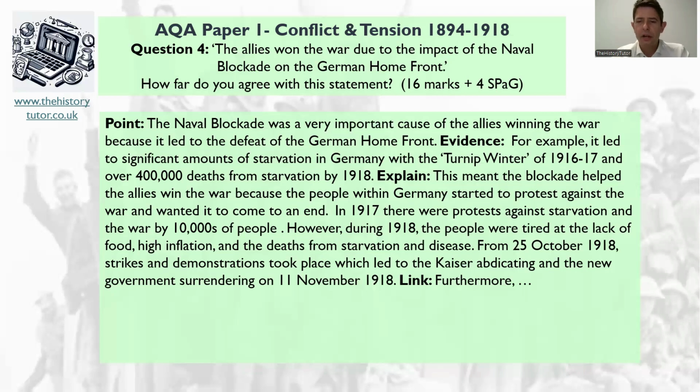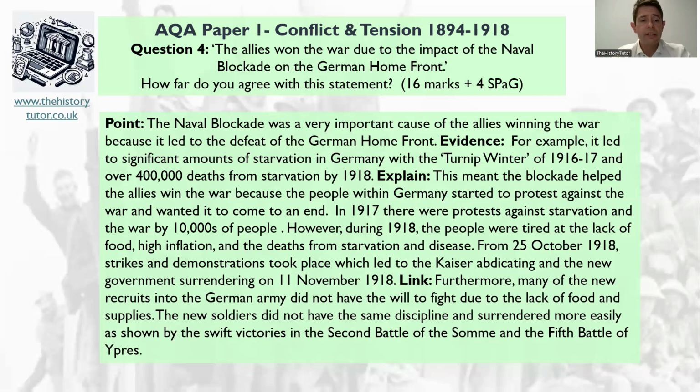All right, so here's what I put, but obviously you might have a different answer. As long as it's got lots of facts and is convincing, like I did in my answer there, that's the main thing. So furthermore, many of the new recruits in the German army did not have the will to fight due to the lack of food and supplies. New soldiers did not have the same discipline and surrendered more easily, as shown by the swift victories in the Second Battle of the Somme and the Fifth Battle of Ypres. The seizing of the Hindenburg line was very easy. They feared it would be very challenging, but it wasn't.